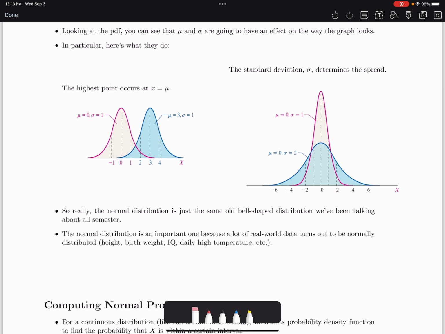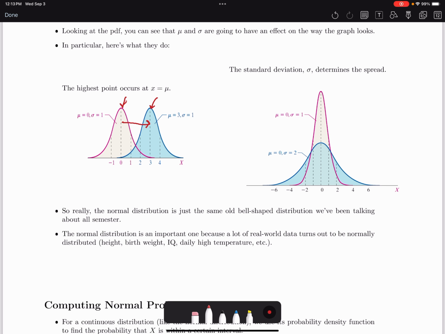As far as mu is concerned, mu is going to shift the graph around. So here we have a distribution where mu is equal to 0, and then here we have a distribution where mu is equal to 3. And so you can see that the whole thing shifted to the right by 3 units. What sigma is going to do is it's going to affect how spread out the distribution is.